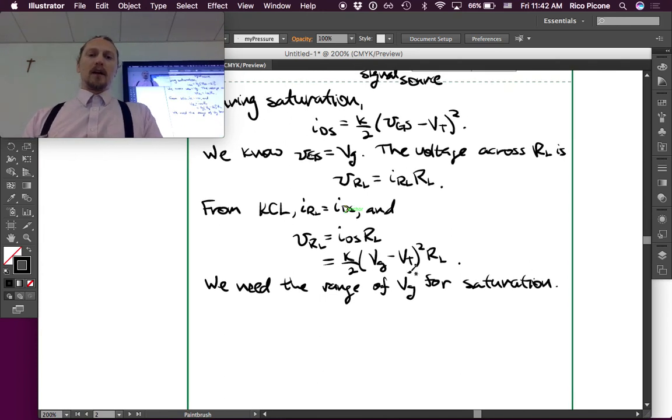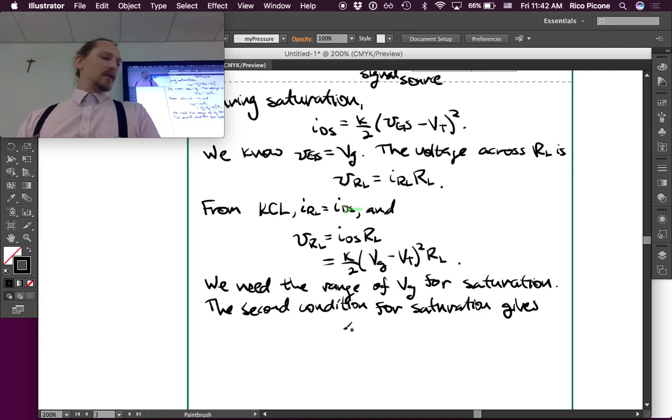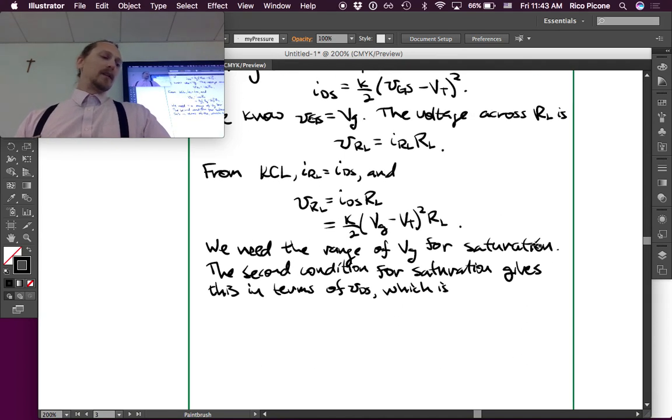So we need the range of VG. The second condition for saturation gives this in terms of VDS, the drain source voltage, which we need to determine.